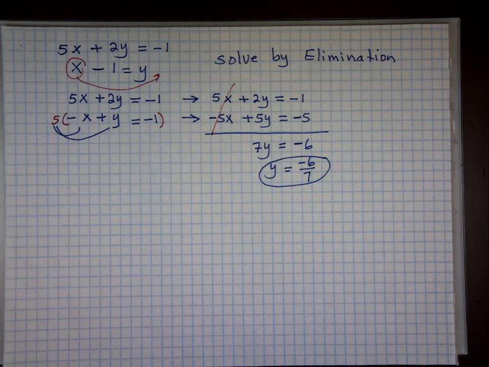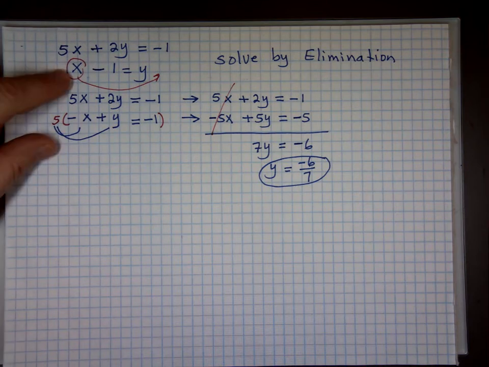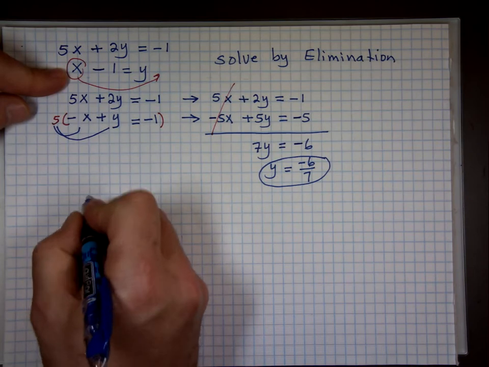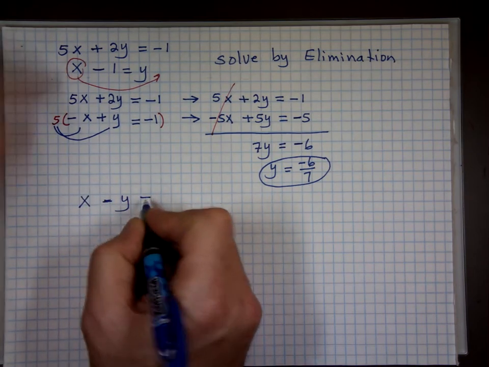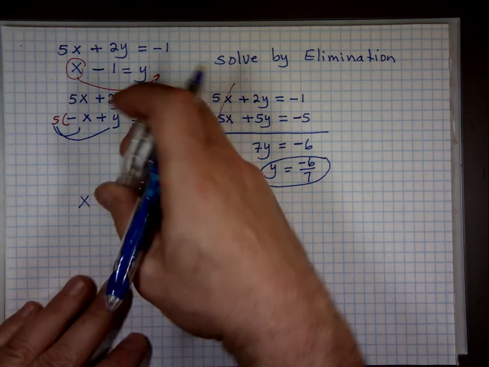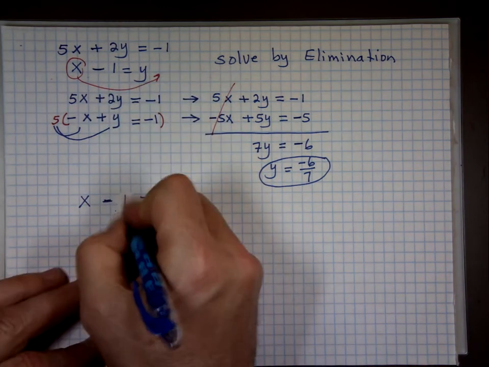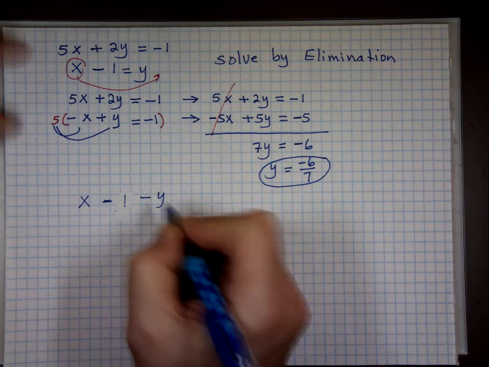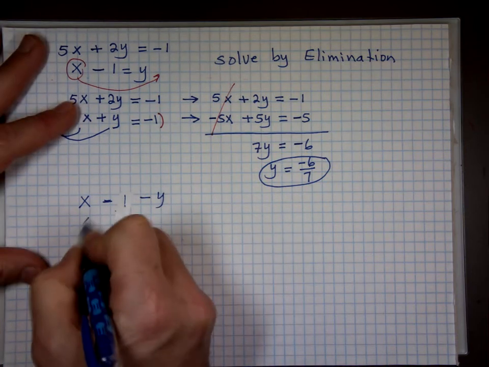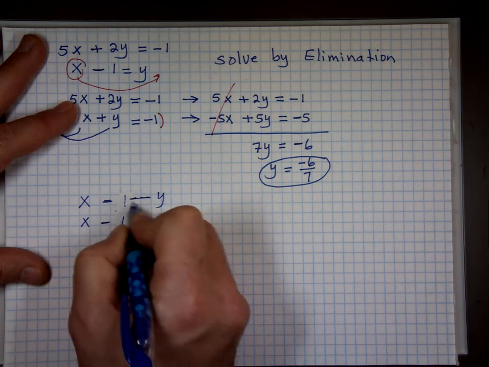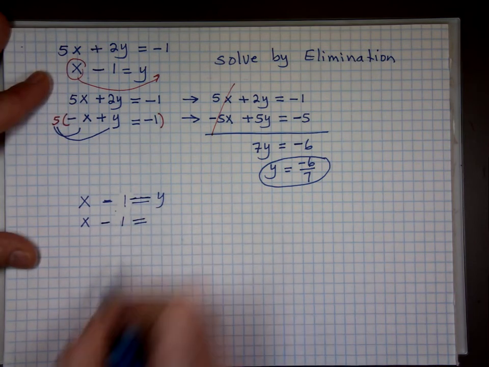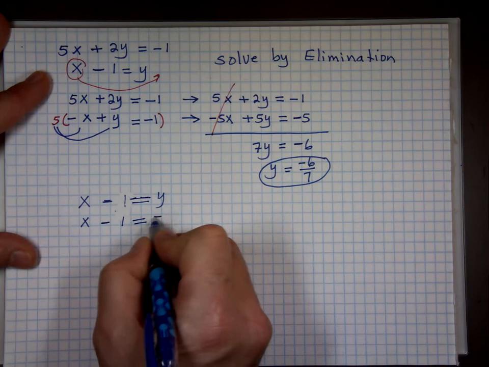Now I'm going to solve for x. Maybe I'll take the bottom equation. It looks like less multiplications. Oh, x minus 1, right? I wrote it wrong. x minus 1 equals y. So here we go. x minus 1 equals y. What was y here? Negative 6 over 7.